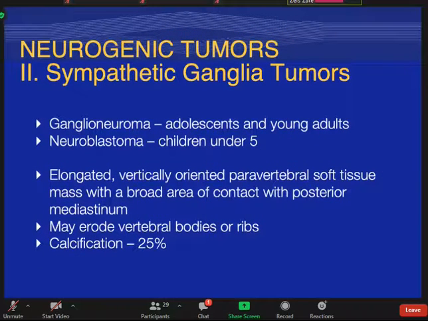Tumors that arise from the sympathetic ganglia can range from the benign ganglioneuroma found in adolescents and young adults to the highly malignant neuroblastoma seen almost exclusively in children under the age of 5. These are elongated, vertically oriented paravertebral soft tissue masses with a broad area of contact with the posterior mediastinum. Large masses may erode vertebral bodies or ribs, and calcification is seen in up to 25% of cases.